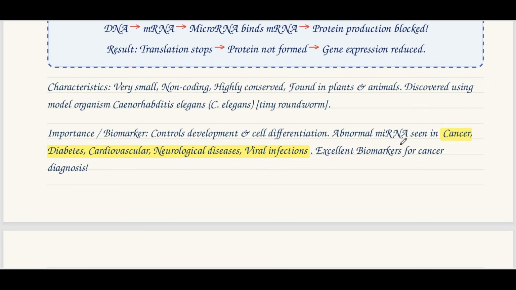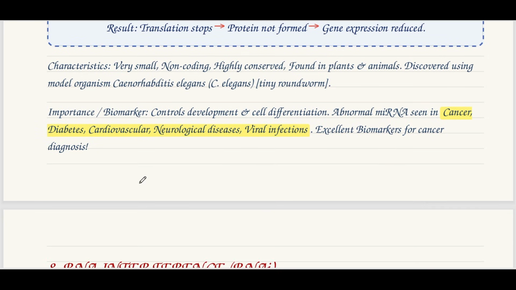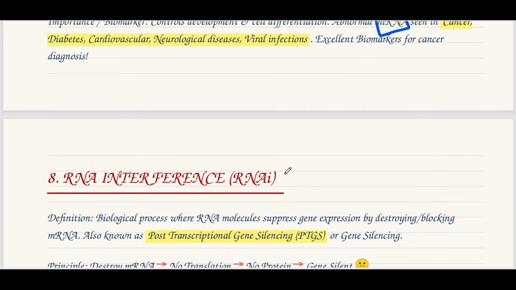MicroRNA, but we can see it in cancers, diabetes, cardiovascular and neurological diseases, and viral infections. So it is an excellent biomarker for cancer diagnosis. MicroRNA is very excellent for cancer diagnosis.